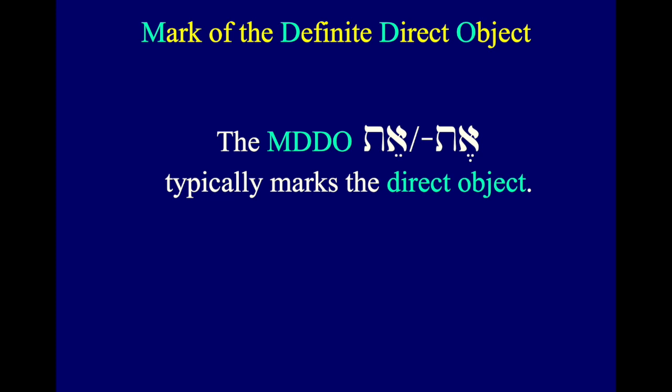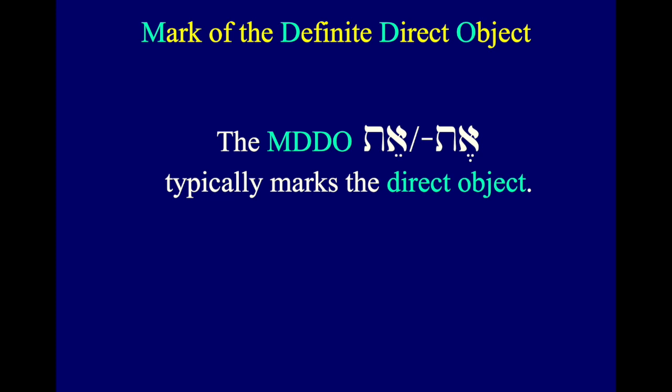Now, what is a direct object? Well, a direct object is the thing that the verb is acting on. So remember, you have a subject. In Genesis 1, the subject is God. God created, that's the verb. God, the subject, created, the verb. And what did God create? The heavens and the earth. That's the direct object. The direct object is whatever the verb is being done to.